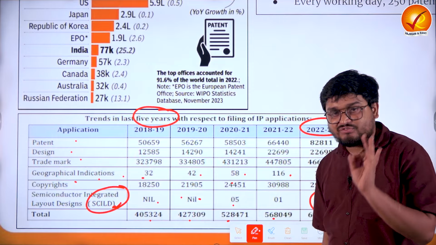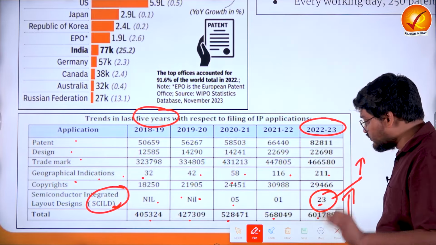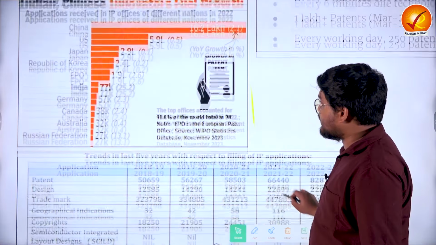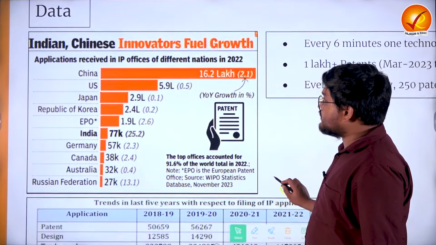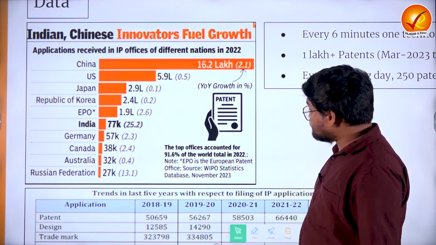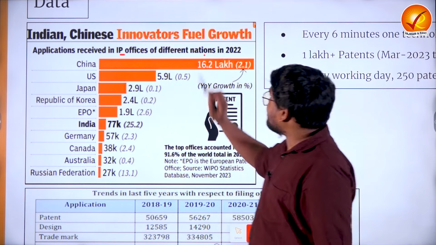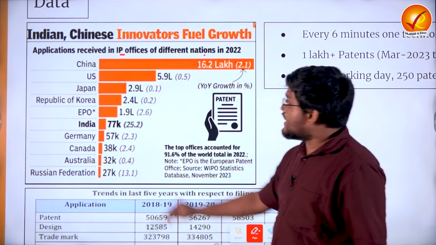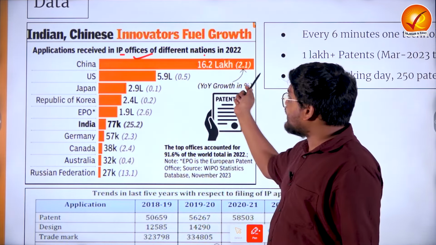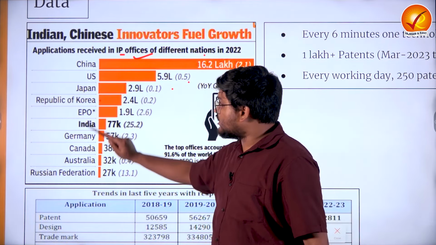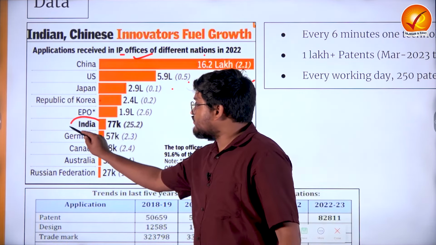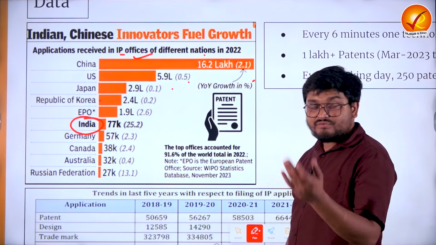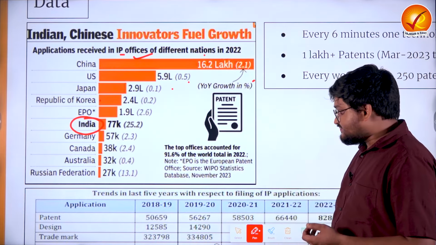So this kind of information is very important, highly crucial for your prelims examination. Apart from this, if you can see here, in the applications received in IP offices of different nations in 2022, China tops in the entire world, led by the US, Japan, Korea. And finally, we have our own country, India.